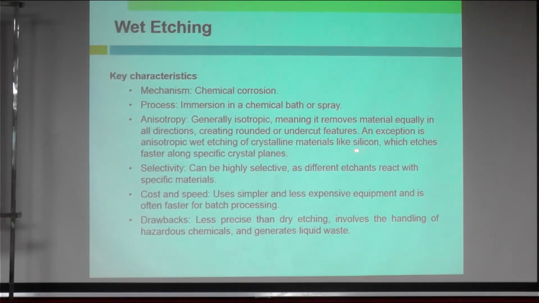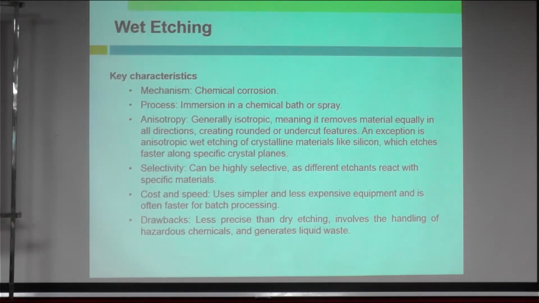Meaning to say that for silicon, it is much easier for us to use wet etching to form certain shapes if we use a certain direction of the crystal alignment. So selectivity can be highly selective as different etchants react with specific materials. The keyword for the removal in wet etching and also dry etching as well is the selectivity.